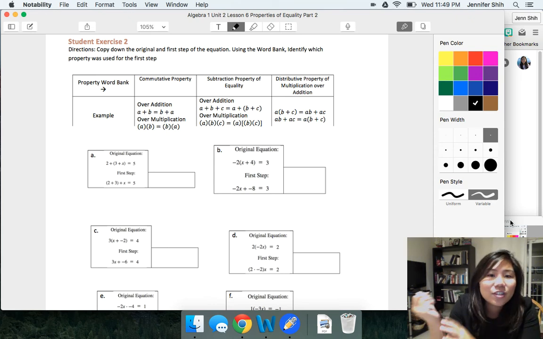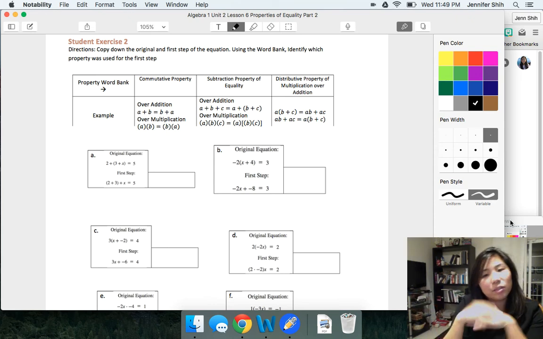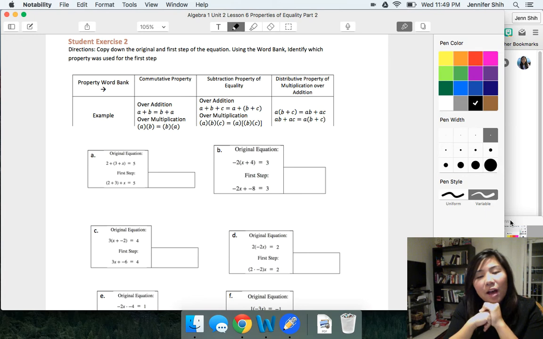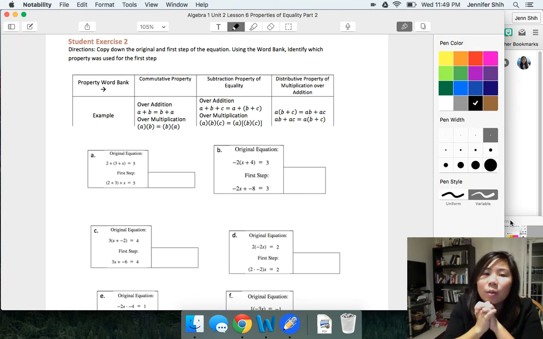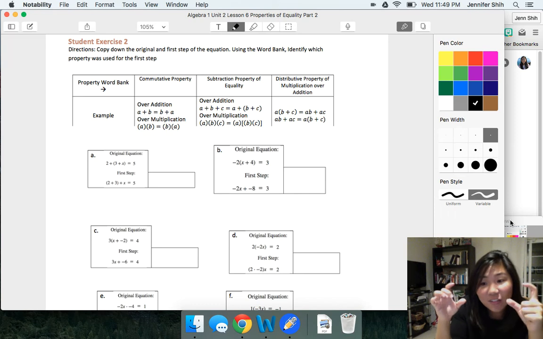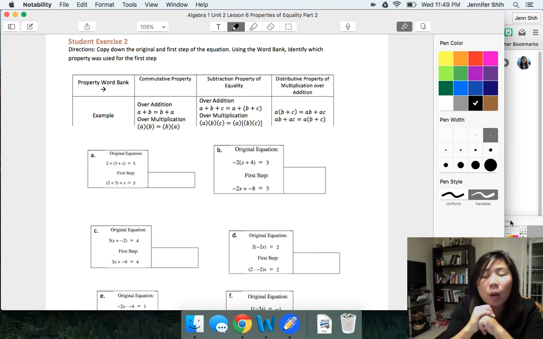Student exercise 2, this is the second portion. This means that you will be doing a lot of the work. I will pause the video and have the answers show up. But this is really common where we are going to identify what property is used.